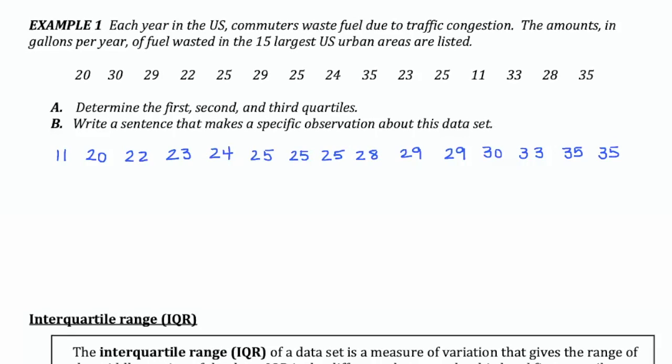So my data is now in order, and I'm going to begin finding the median by checking off a value from each end until I locate the center of my data. And as you can see, I do have an exact middle piece of data. So this is going to be my median, also known as my Q2.